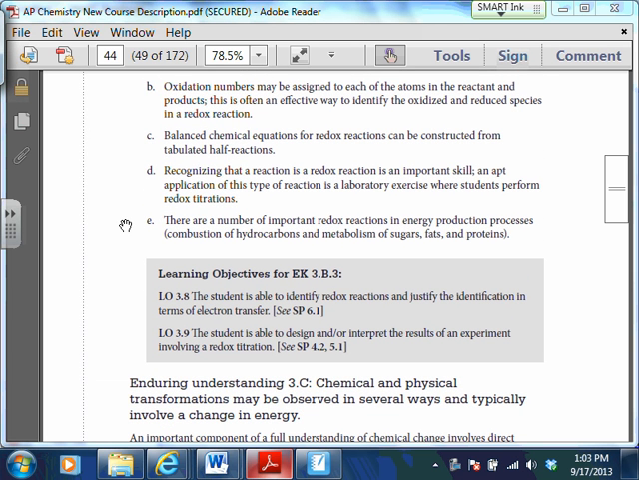Oxidation numbers. You're going to get some practice from the book on oxidation numbers if you go through the reading guide here. You're also going to get some additional practice from me today when I hand out the worksheet. And then what else do we need to talk about?